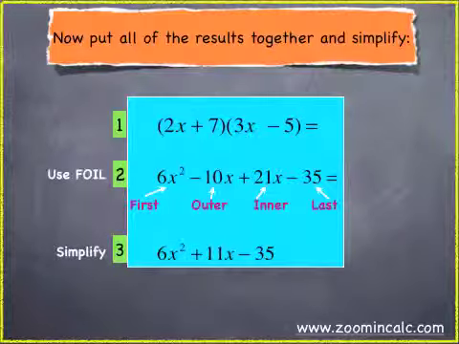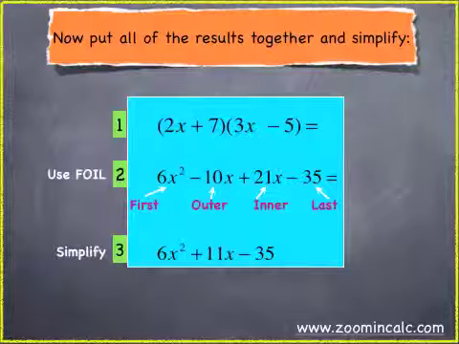Now, we've done the first, the outer, the inner, and the last terms. We've multiplied them together. And now what we want to do is add them all up. So in step 1, we have our binomials that we're going to multiply. In step 2, we have the results that we just spoke about for our FOIL. And we put them all together and added them up. And then in step 3, we simplify.